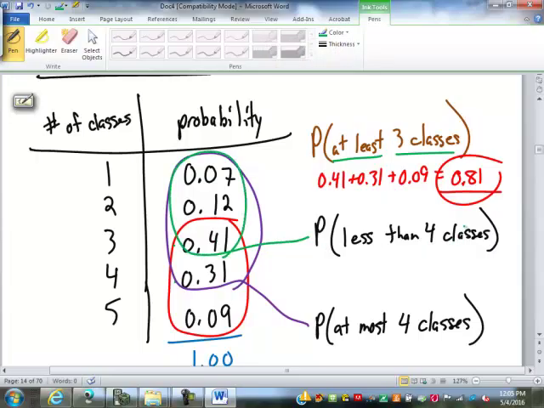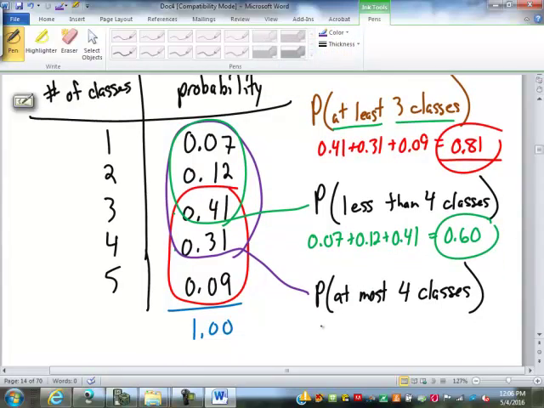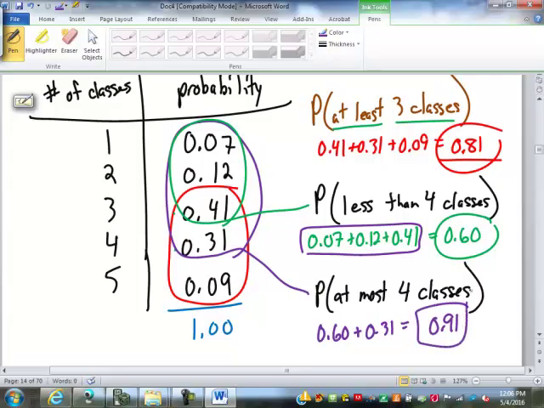So the probability that that randomly selected student has less than 4 classes is the 0.07 plus 0.12 plus 0.41, which adds up to 0.60 or 0.6. For the at most 4 classes, that's all those probabilities. So I'm just going to put down the 0.60 plus the probability for 4, 0.31. So that's 0.91 is that probability.